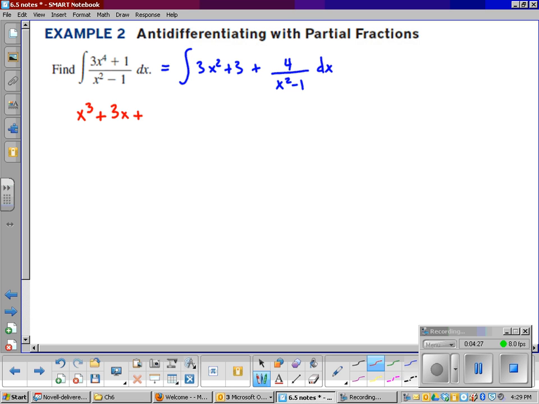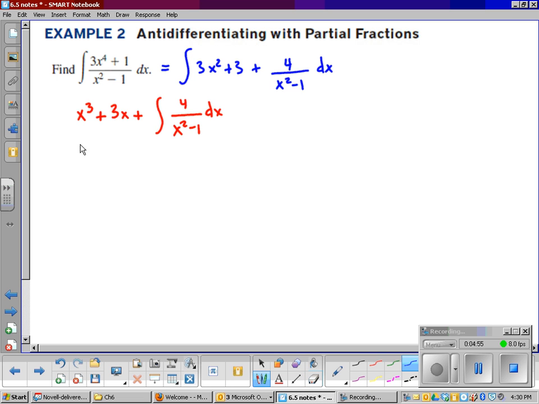But when we integrate the 4 over x squared minus 1, we're going to have to use some tools on that. Recognition is not going to work. If you try a u substitution, then your u would be x squared minus 1, and your du would be a 2x dx. And you can see we don't have an x in that numerator to use up. So that means that we want to use our partial fractions on this term right here.